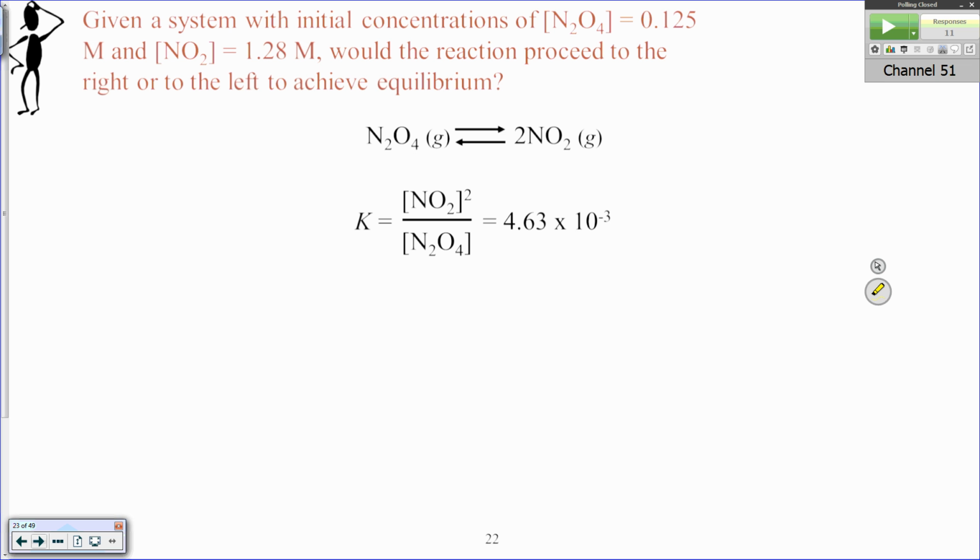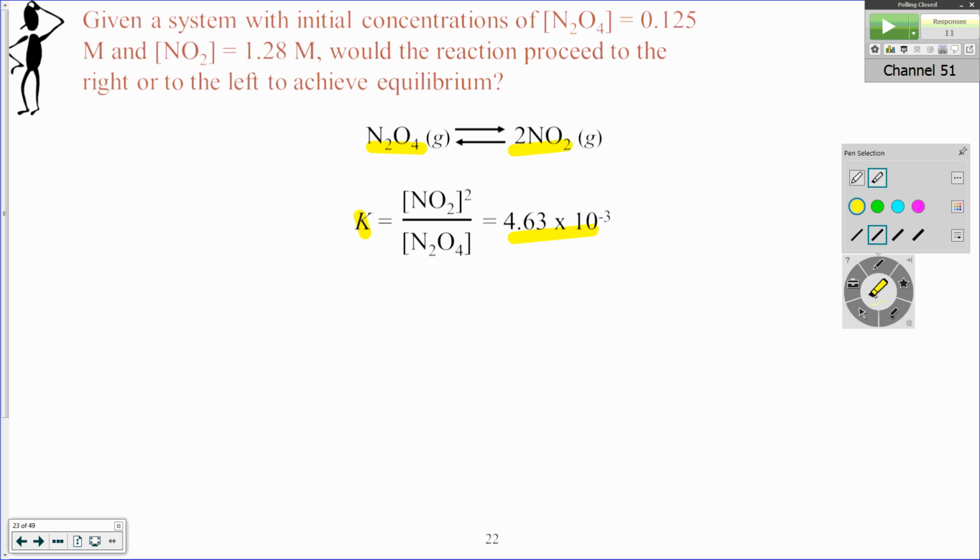All right. So here's an example of a system that starts with these initial concentrations. You've got dinitrogen tetroxide at a certain concentration and nitrogen dioxide. This is a unimolecular decomposition. So basically, this thing splits in half. Now I've got the K expression. I know the value for K is 4.63 times 10 to the minus third. I need to know, is it at equilibrium or which way would it need to go to approach that?